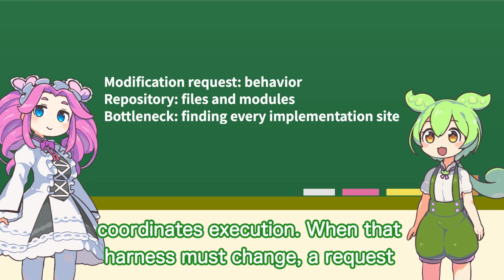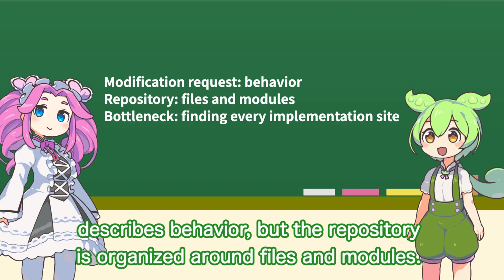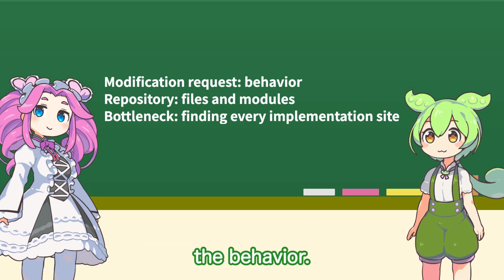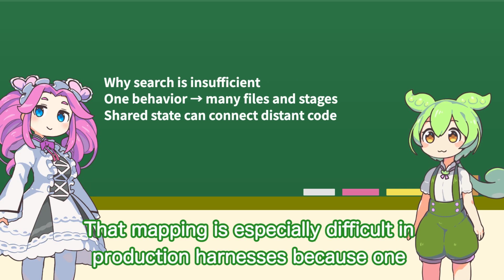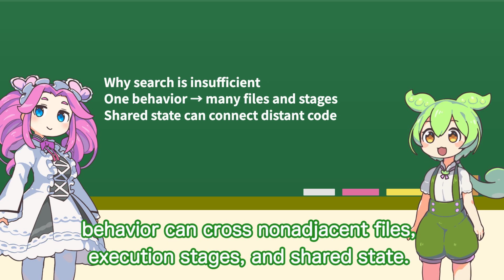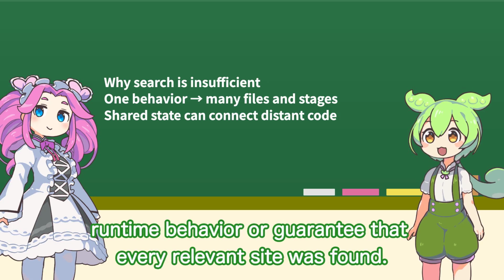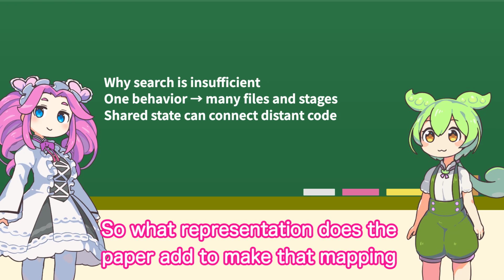When that harness must change, a request describes behavior, but the repository is organized around files and modules. The developer still has to recover every implementation site that realizes the behavior. That mapping is especially difficult in production harnesses because one behavior can cross knowledge stuff and files, execution stages, and state. Code search can find related words, but it does not reconstruct the runtime behavior or guarantee that every relevant site was found. So what representation does the paper add to make that mapping explicit?